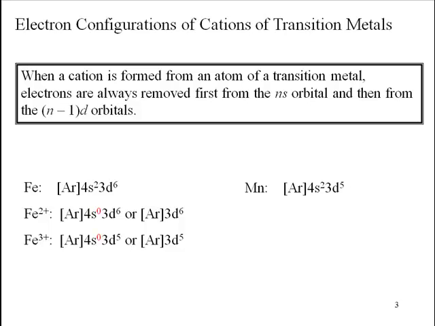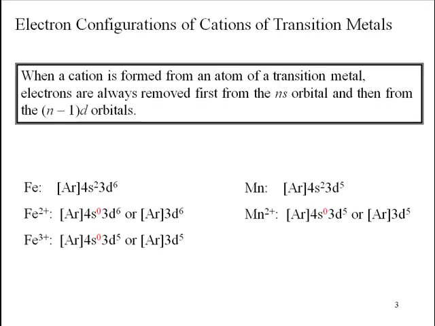Manganese, 4s2, 3d5. How many electrons could be lost for manganese? Okay, possibly 7. Which 2 do you think would go first? Okay, the 2 on the 4s. So, manganese 2+, looks like that. But then Mn4+ would be Ar 3d1. How would that work? Yep, manganese has many oxidation states.